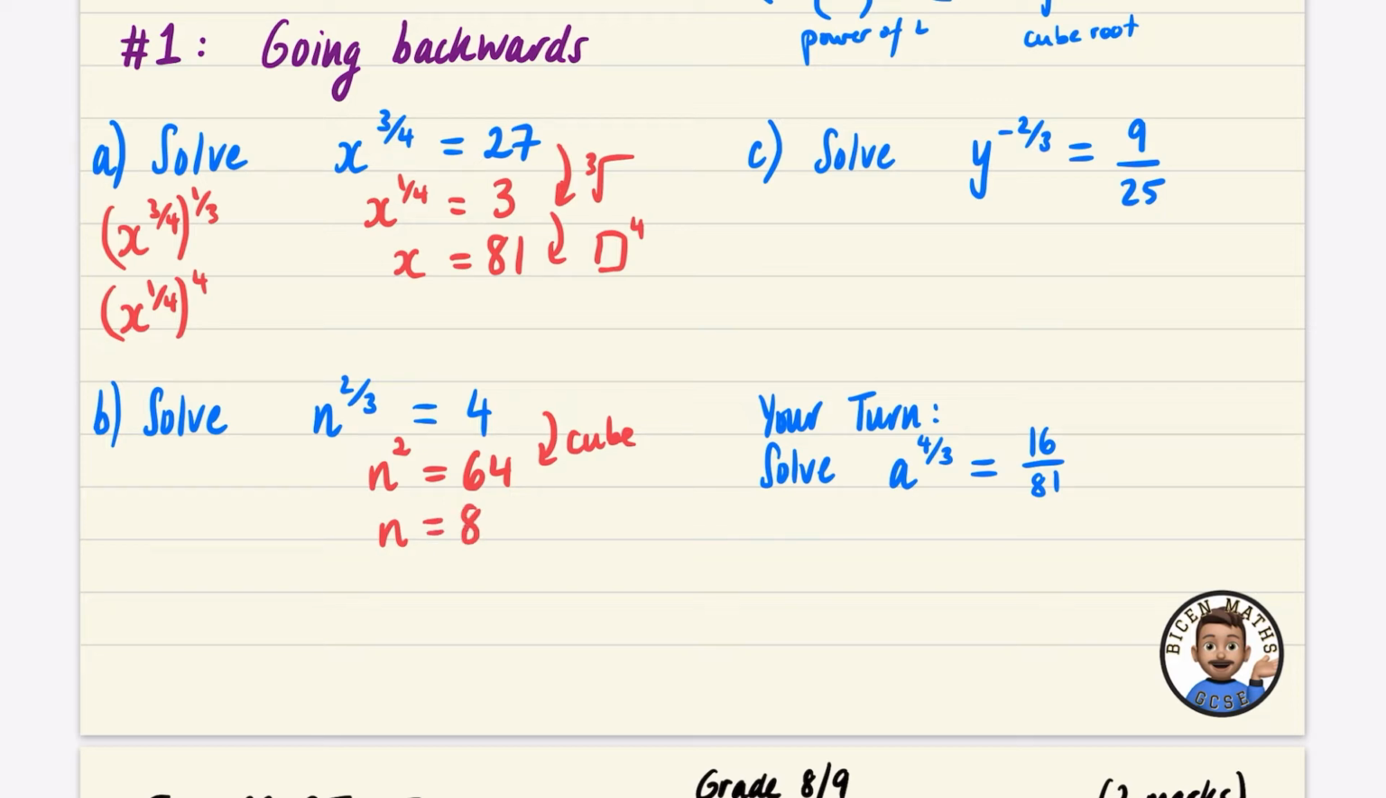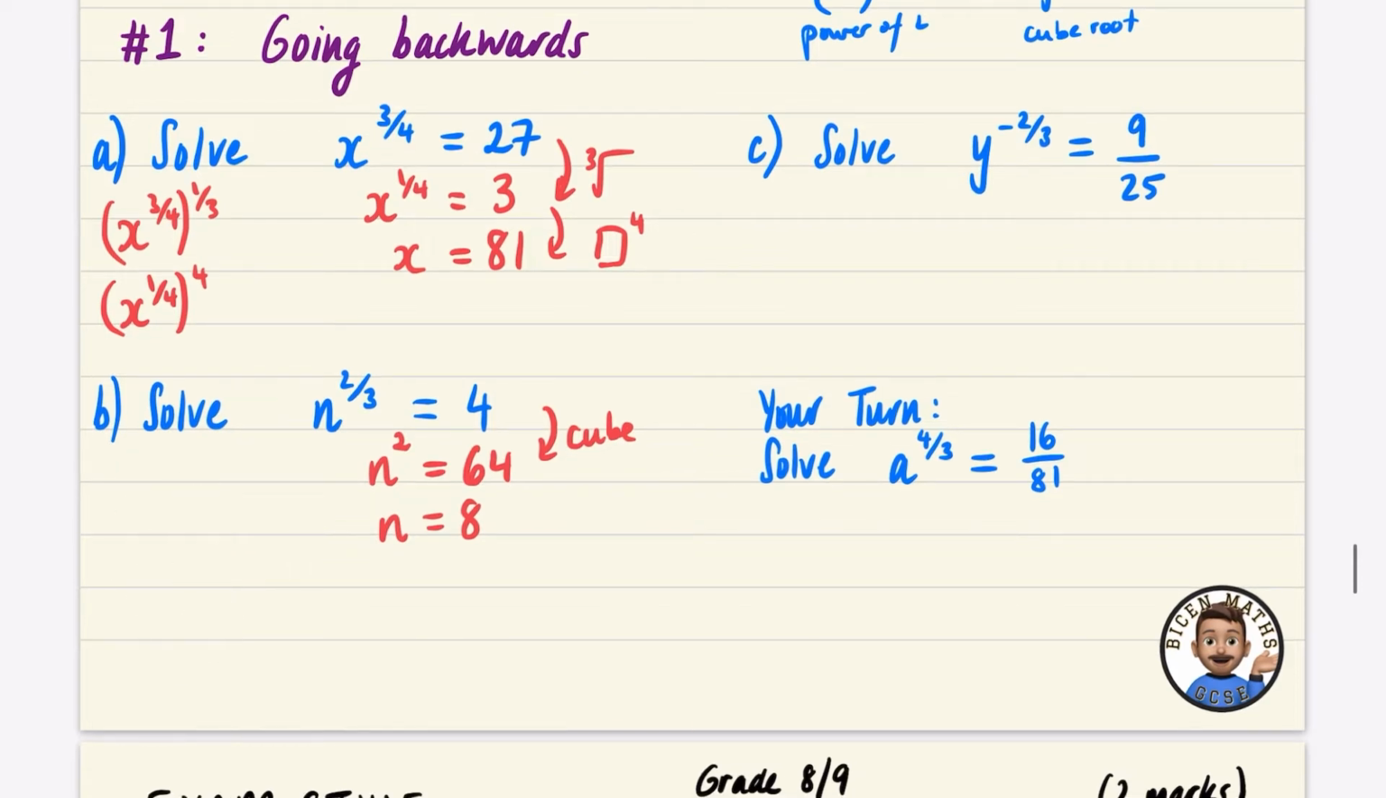Now if we did it the other way, if we had n to the 2 over 3 equals 4, if I first of all square rooted both sides, I would get n to the third equals 2, and then I would cube both sides, and I would still come up with the answer 8. I am going to do the other method because I do want to show you both ways.